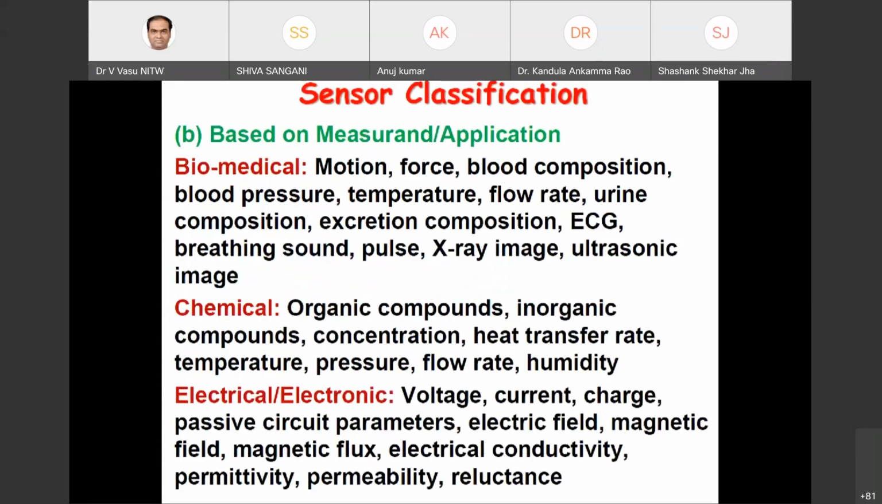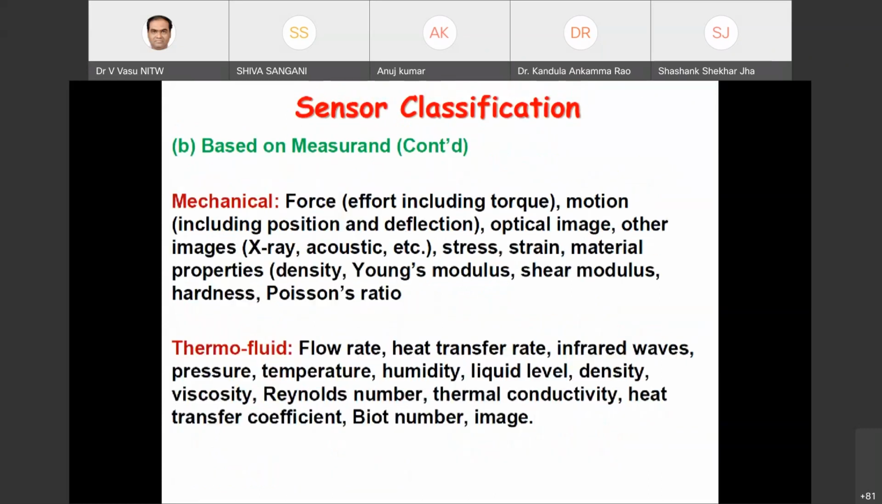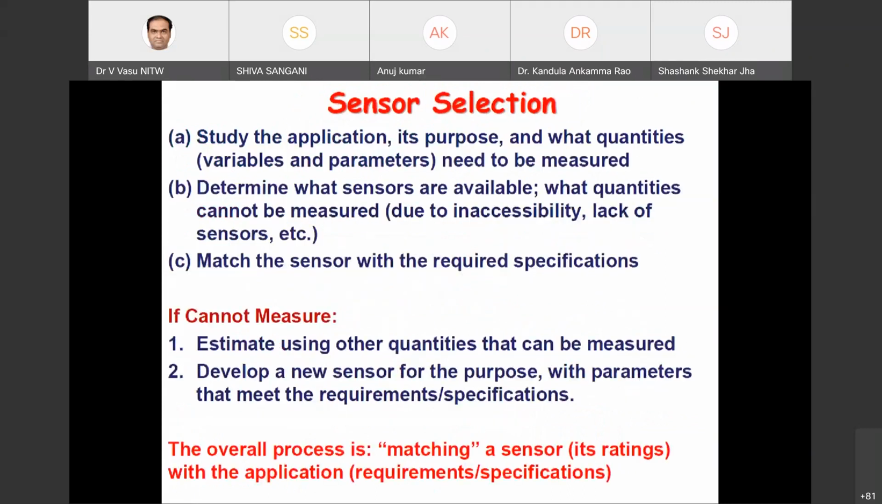So then we have further classification based on the measurement application: biomedical sensors, chemical sensors, and electrical and electronic sensors. This is another classification. Similarly, mechanical and thermofluidic sensors will also be there. This is one of the important slides on how you can select a particular sensor for your application.